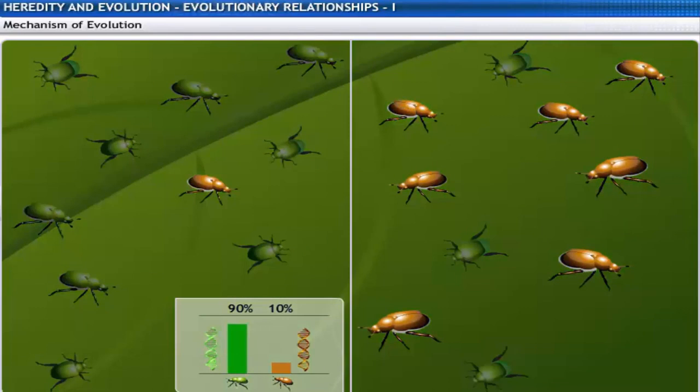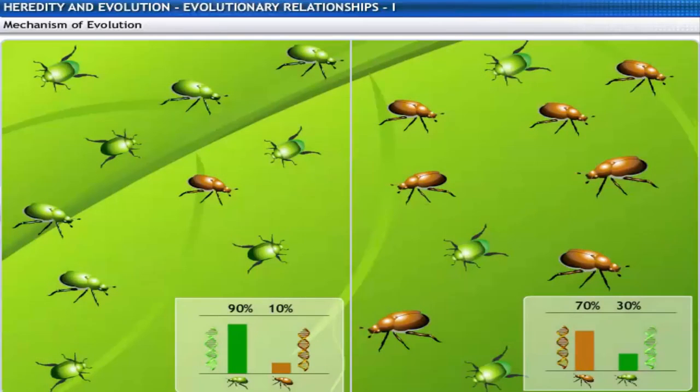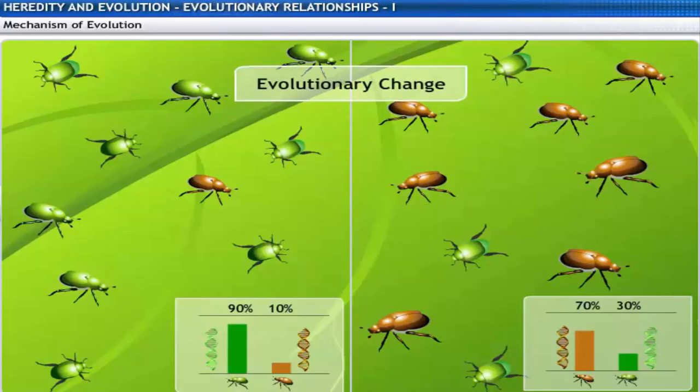Brown beetles make up about 70% of the population. These two generations of the same population are genetically different, showing an evolutionary change. Changes in genes of color variation occur and are inherited over generations. So, this is an example of evolution.